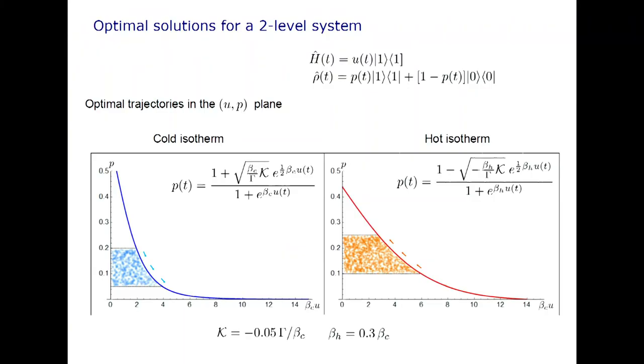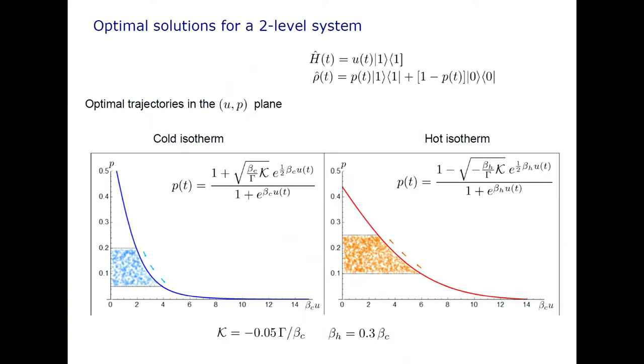That's the optimal cold isothermal process and optimal hot isothermal process for a given value of kappa in the U-P plane. What does it mean? This is the probability of excitation, that's the state, and this is the energy. By definition, you can compute the heat as the integral, the area below the curve. This is the heat dissipated in the cold isotherm, and this is the heat absorbed in the hot isotherm.